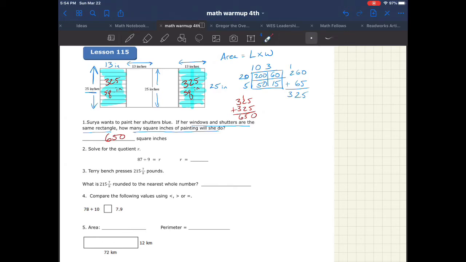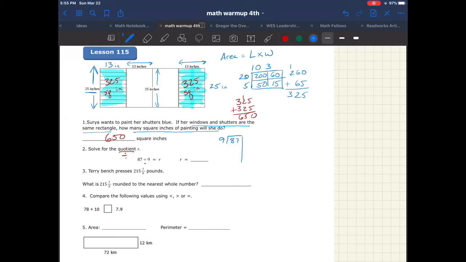All right, number two, solve for the quotient R. Down here we've got R, and R equals. So when you see the word quotient, you are thinking divide. That's matching up, that's nice. R is just the answer. So R right now is standing in for the answer. To find out what R is, we are going to have to divide. So we've got 87 divided by 9. That means 9 times what is 87, or close to 87?